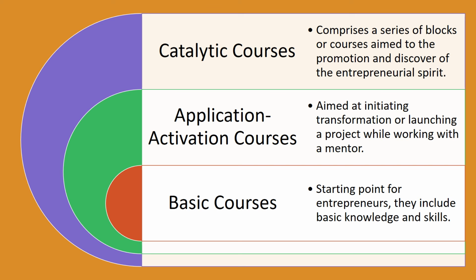First, the catalytic courses aim to help in the discovery of the entrepreneurial spirit. The next block, application and activation, includes courses whose objective is to initiate the transformation or launch of a business project where the students work with mentors to learn from their experiences. And in the third group, you will find the basic courses of entrepreneurship with the goal to create entrepreneurial competencies. It could be said that the first 2 blocks are aimed at learning soft skills, both interpersonal and cognitive, and the third block is on technical skills, with the macro objective of creating the necessary skills to become an entrepreneur.